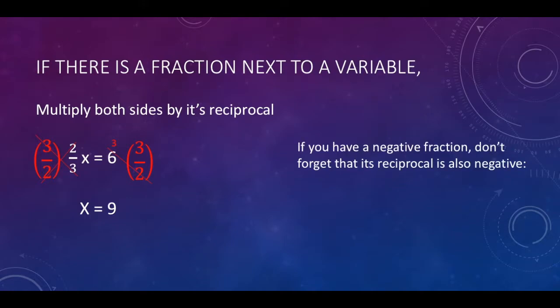Now if you have a negative fraction, don't forget that its reciprocal is also negative. So say you have negative 2/3 times x. You're going to multiply both sides by its reciprocal, but don't forget that negative.